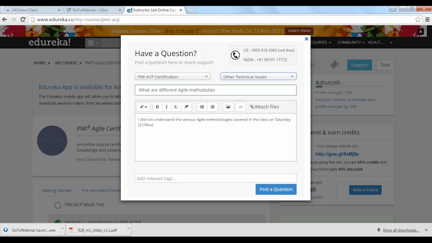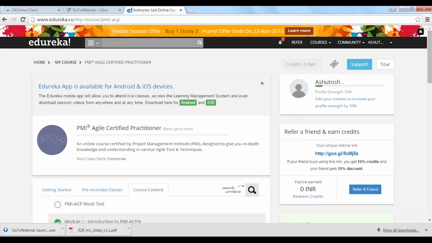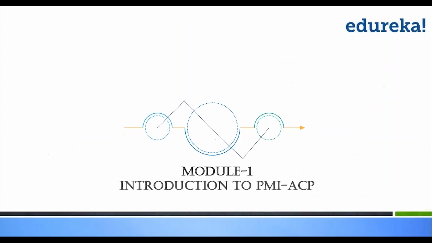So I hope it's clear how to access the LMS, how to raise a support ticket and how to ask questions during the session. Any questions at this point in time? Fine. So let me start this module and let me open up the screen.